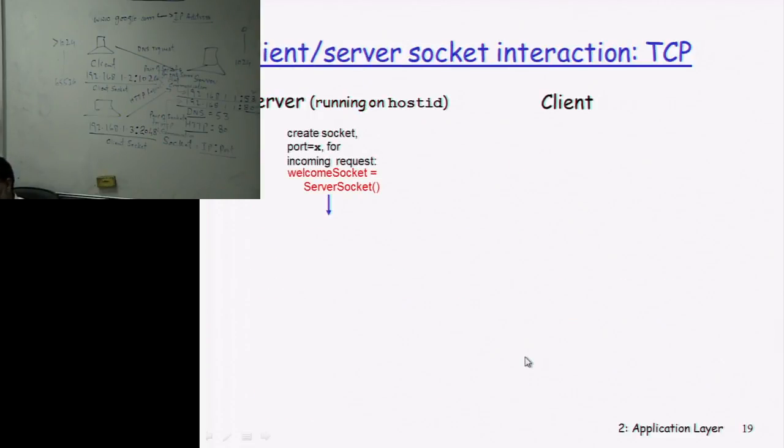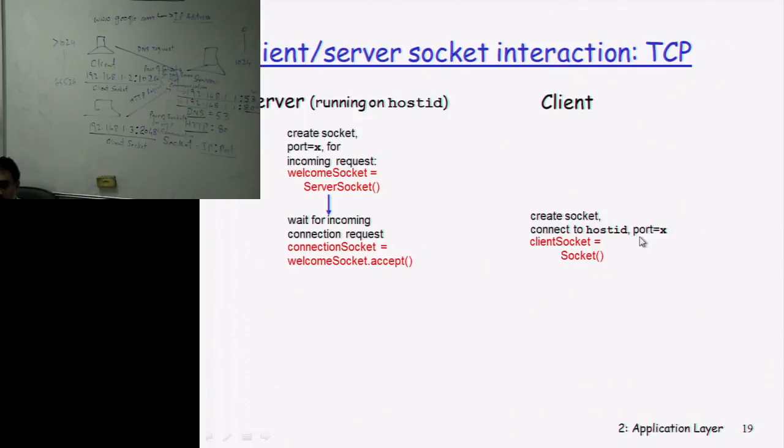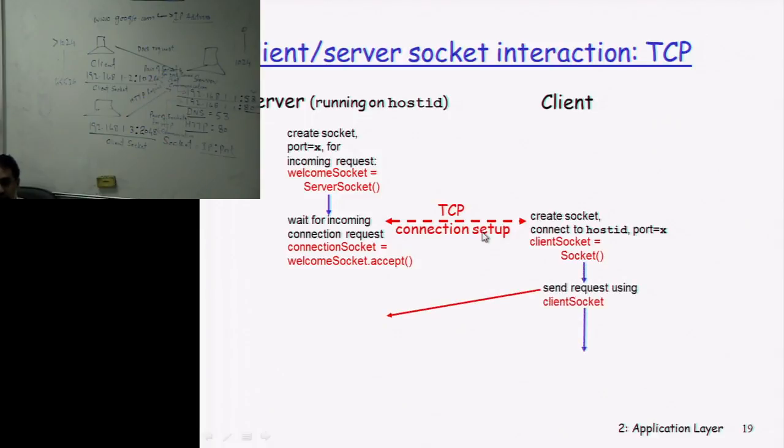Now this is the step where the server creates a socket on port X for the incoming request, the welcome socket. This will be a welcome socket on the server side, and it will wait for the incoming connection request from the client. Then there is a connection socket, which uses the welcome socket to accept the request coming from the client. The client creates a socket connecting to a particular host ID and port number, the client socket. This socket will establish a connection with the server. So this is the TCP connection setup process between the client and the server.